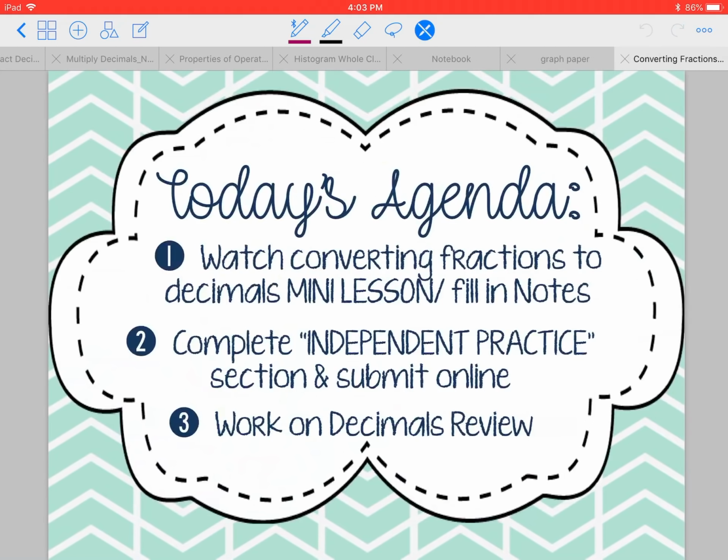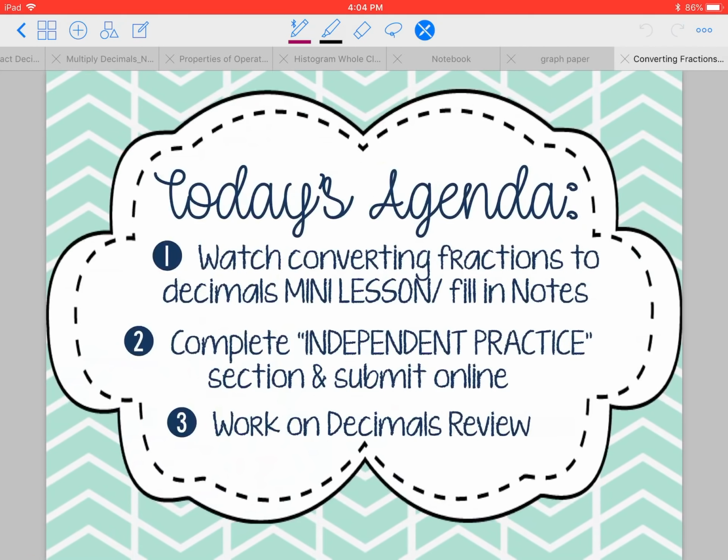There is a section for independent practice. What you're going to do is show your work on the back of your guided notes page for that, and you're going to submit those online. Now that is for a grade, so I need you to take your time and do your very best on that, because those 10 problems are for a grade.